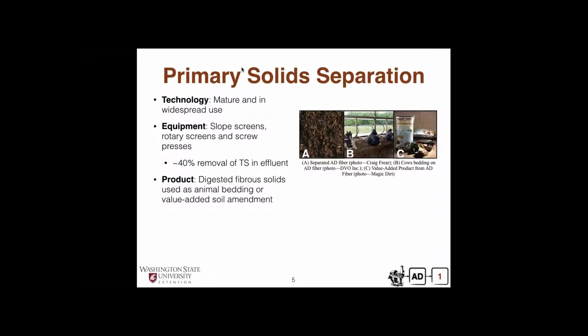And this fiber then can be used, as it's shown in panel B, for on-dairy bedding. It can also then have the option of being converted into a value-added soil amendment.